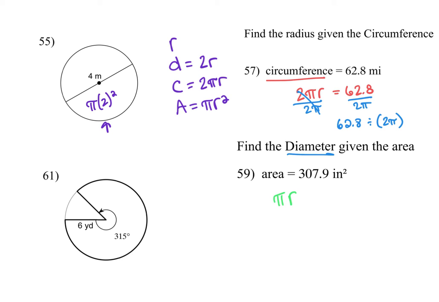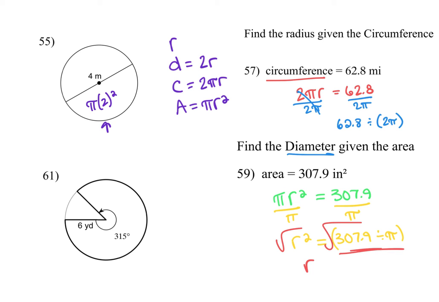The area is pi r squared. You need to divide by that pi. r squared equals whatever this number is. So you are going to have to take the square root, but then you just found r. What did they ask for? Diameter. So when you get this square root, you have to double it because they're asking for diameter. So pay attention to what you are answering in the question.